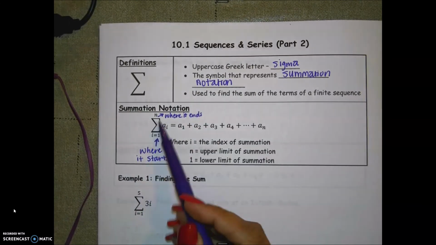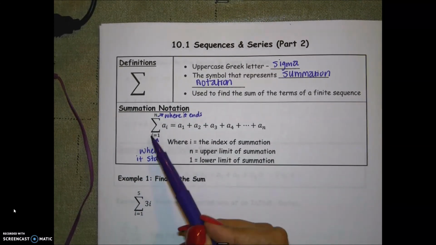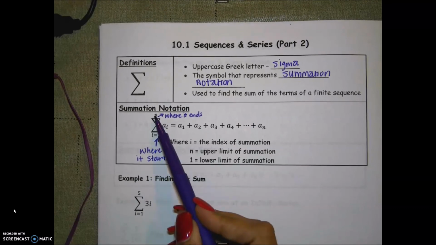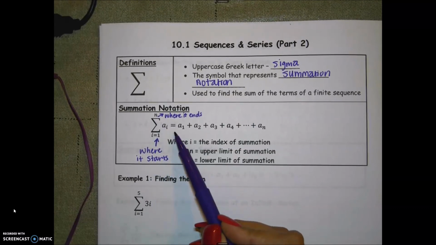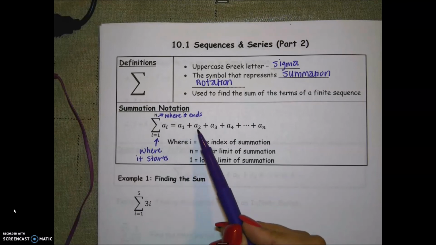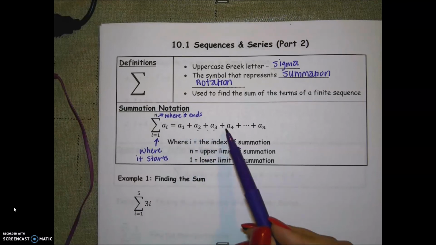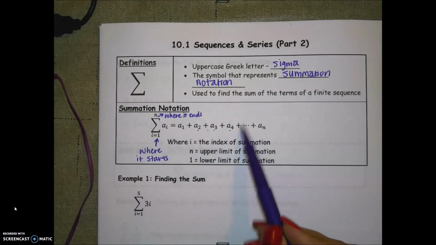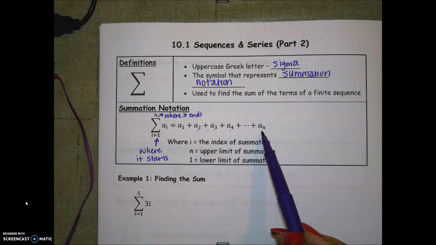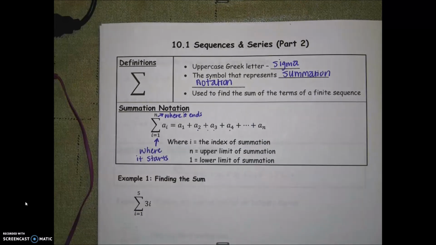So the summation of a sub i as i equals 1 to n is equal to a sub 1 plus a sub 2 plus a sub 3 plus a sub 4 plus whatever comes in between, all the way out to where it ends, which is a sub n. And we'll get more into that when we're looking at some examples.